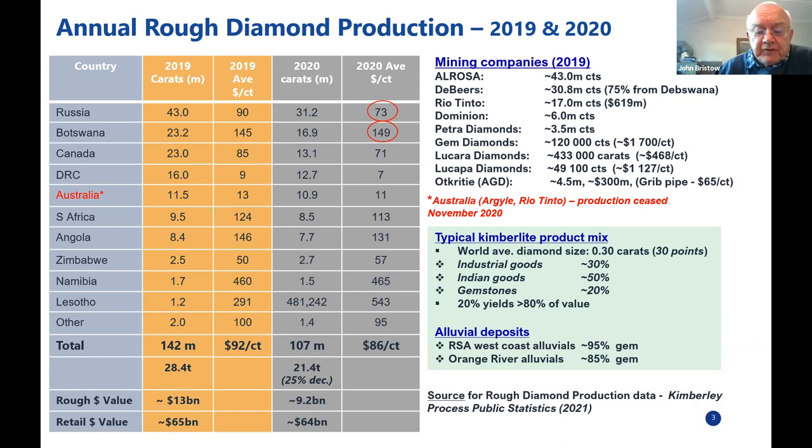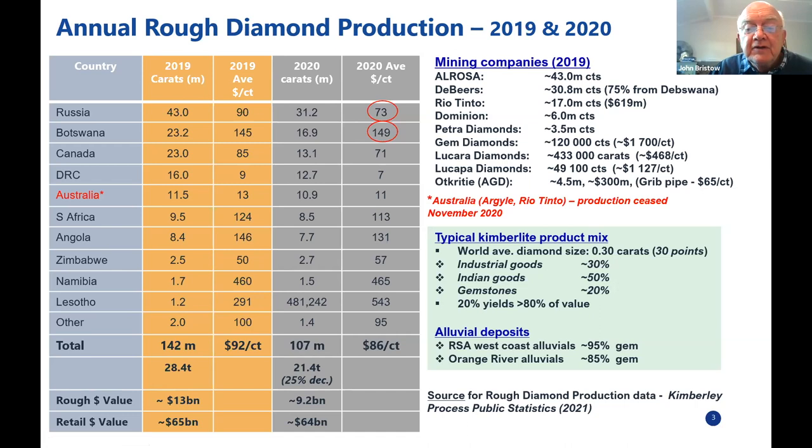And we'll see some of those big stones. And then there's lots of other stats on that diagram, including the fact that if you look at typical kimberlite product mix, about 98% of all the world's diamonds are produced from kimberlites and some lamprites. And alluvial deposits probably make up about 2%.